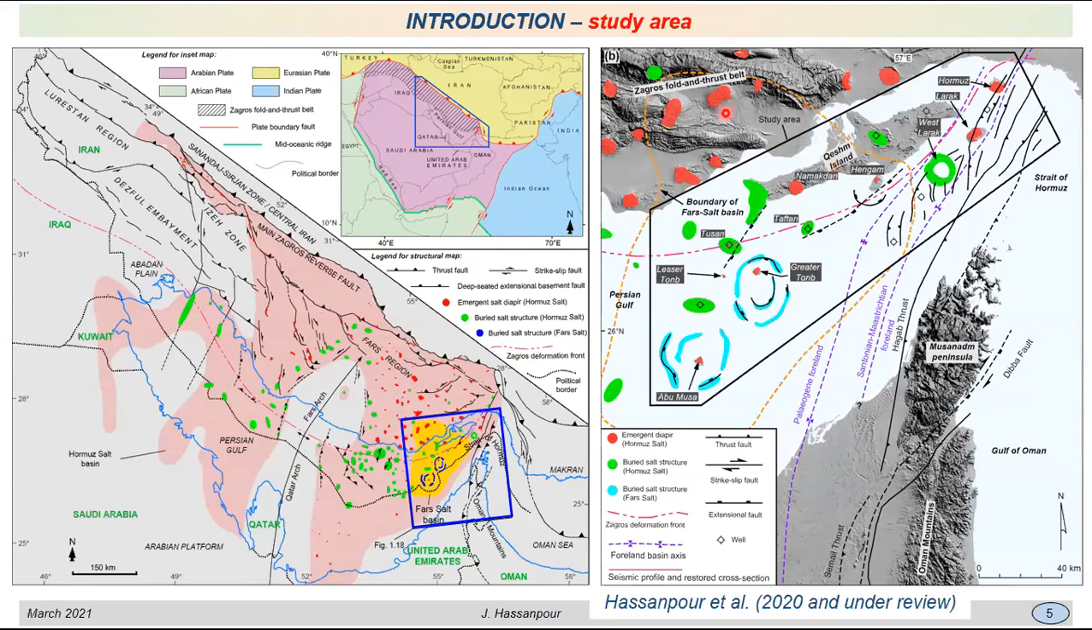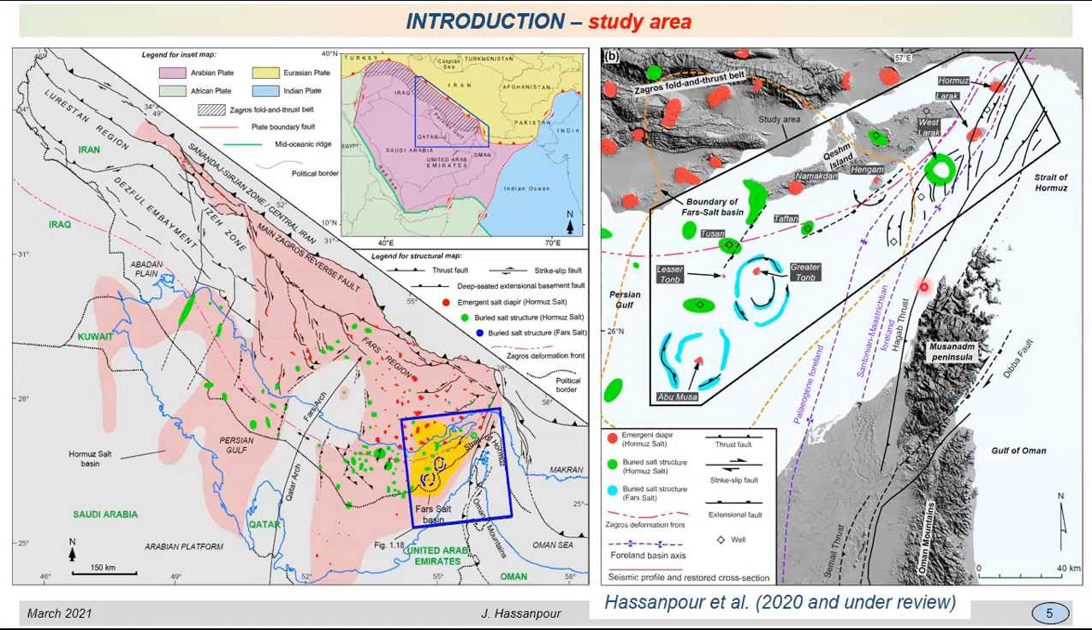These red polygons are emergent diapirs from the Hormuz Salt, and these green polygons are those structures of Hormuz Salt that are buried and are not emergent at the surface. And these blue polygons in these two areas show the structures of the Fars Salt in the form of salt pillows and salt anticlines.